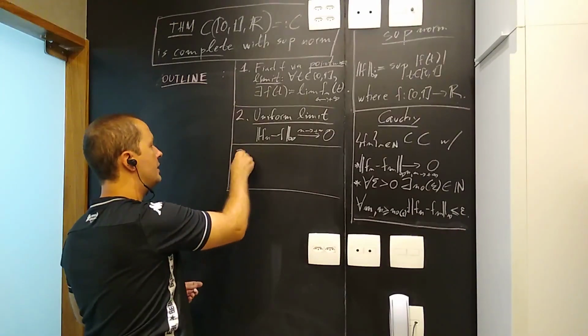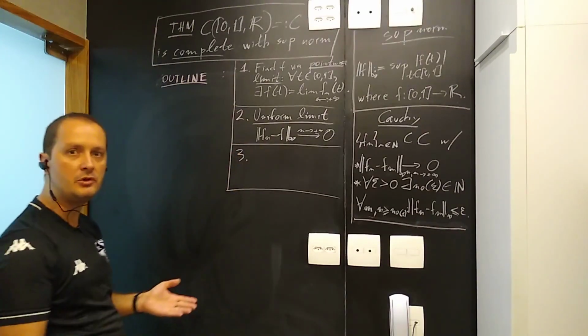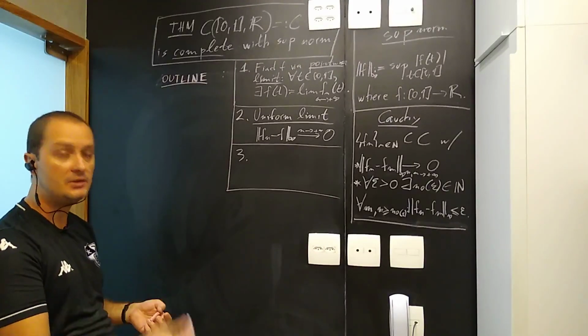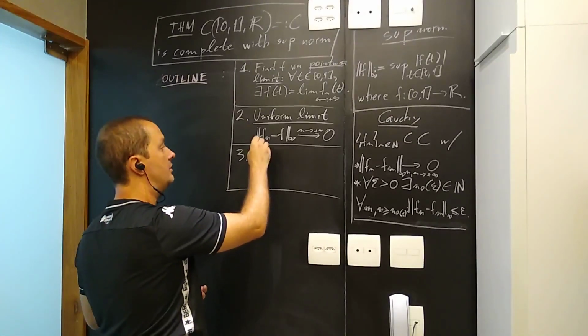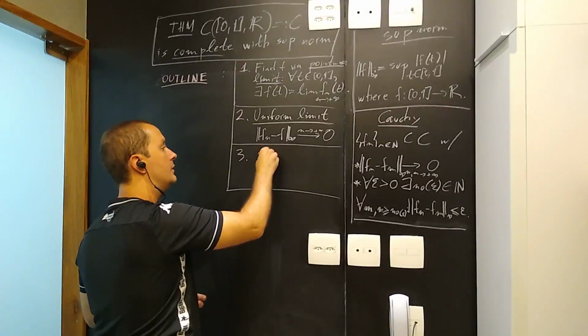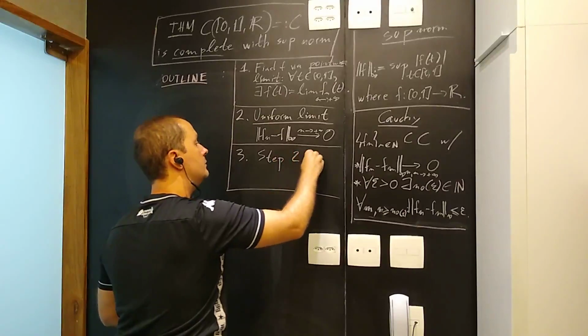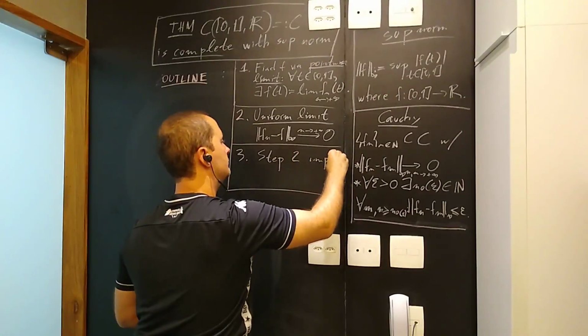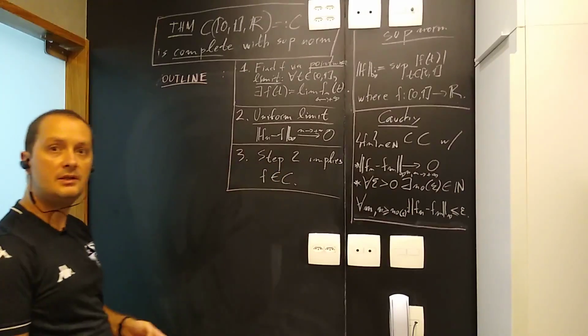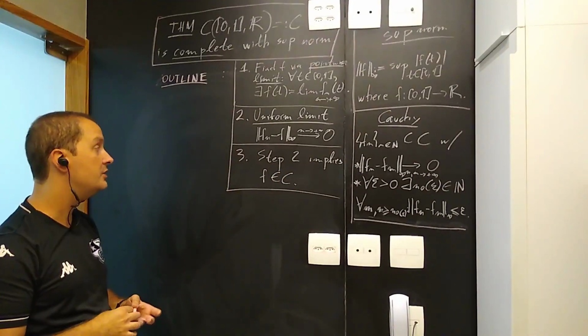The third and final step will be to show what people usually paraphrase as saying that the uniform limit of continuous functions is also continuous. So the third step will be to show that step 2 implies f belongs to C. And these three steps together finish the proof.